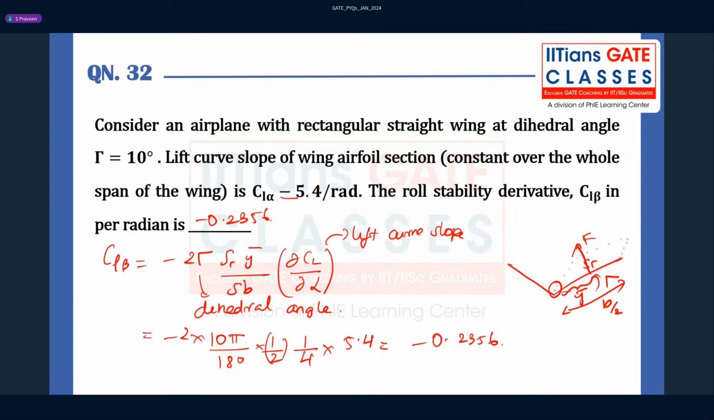Yes, so again, let me repeat. Have the direct formula as 2 gamma S gamma y bar by S b, dou CL by dou alpha, which is the lift curve slope of the wing. Now substitute the values, and you get the roll stability derivative. Okay, so let me go to the next question if no doubts.